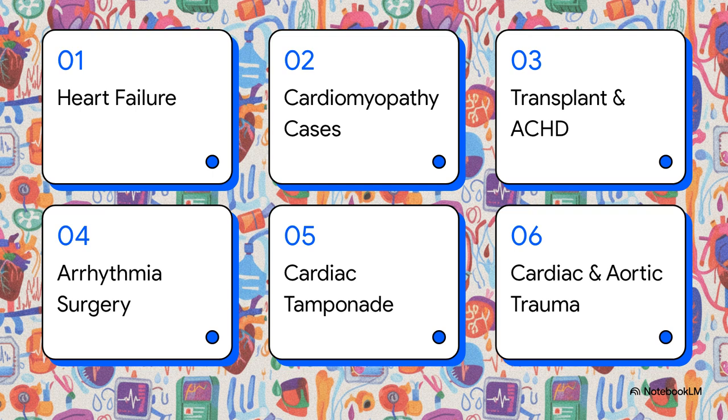We'll start with the fundamentals of heart failure and its treatment ladder. Then, we'll get practical with some clinical cases to explore the different cardiomyopathies. From there, we'll tackle the very unique challenges of heart transplant and adult congenital heart disease. After that, a look at anesthesia for arrhythmia surgery. And we'll finish up with two critical emergencies that demand our sharpest skills, cardiac tamponade and major cardiac trauma.